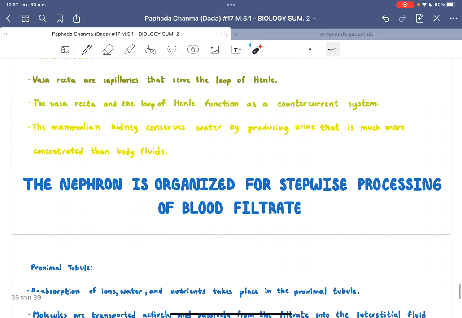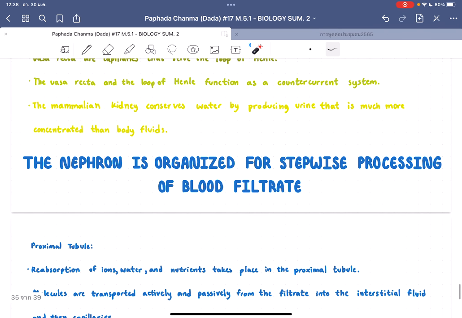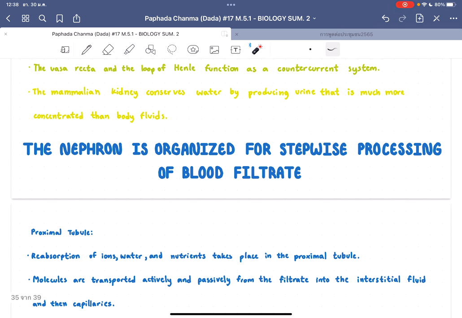Vasa recta, or capillaries that serve the loop of Henle. The vasa recta and the loop of Henle function as a countercurrent system. The mammalian kidney conserves water by producing urine that is much more concentrated than body fluid.